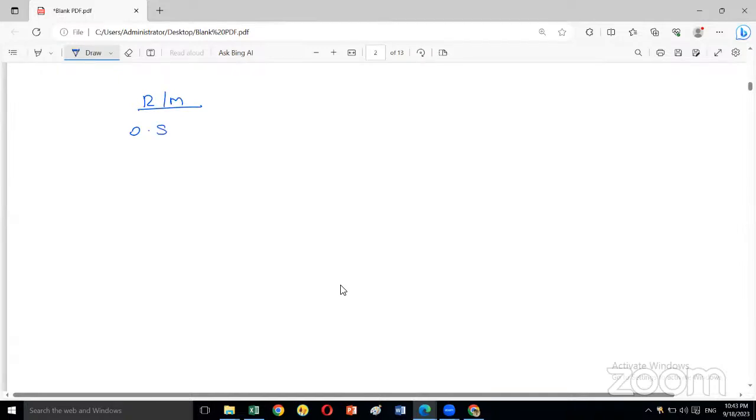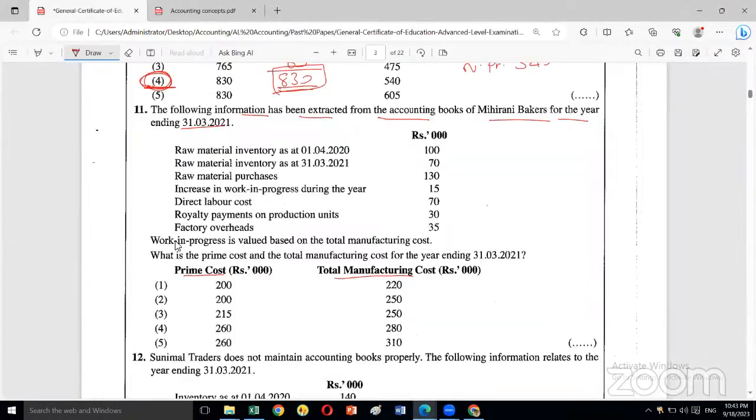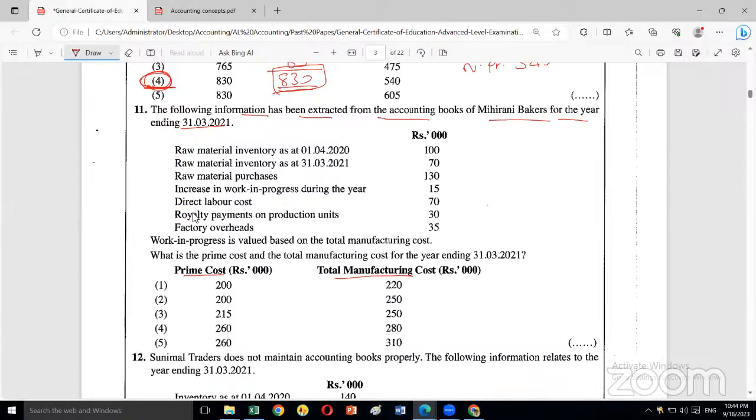We have opening raw material and raw material purchase. After that, they gave the closing raw material, so here I'll record minus closing raw material, and then the direct labor. If you know the format, you can understand this. So now quickly I'll do this question.